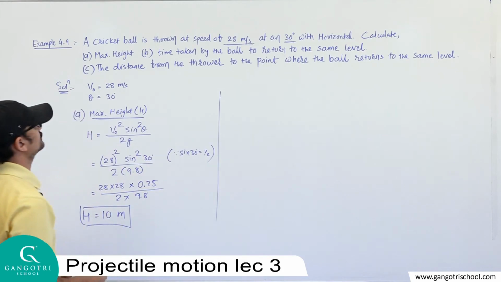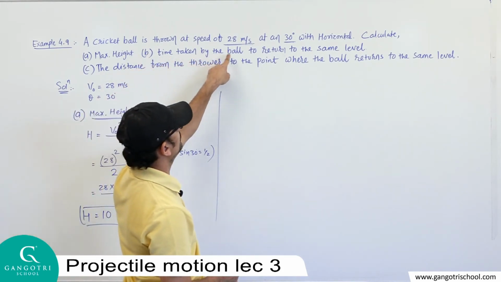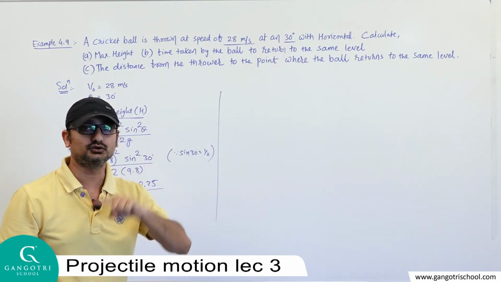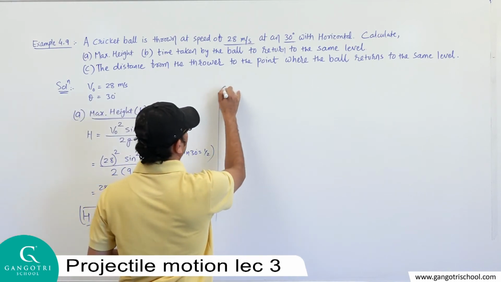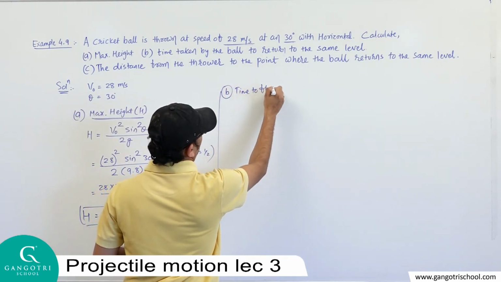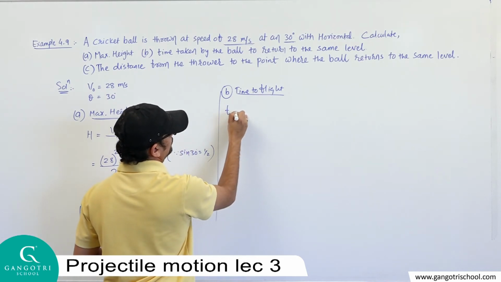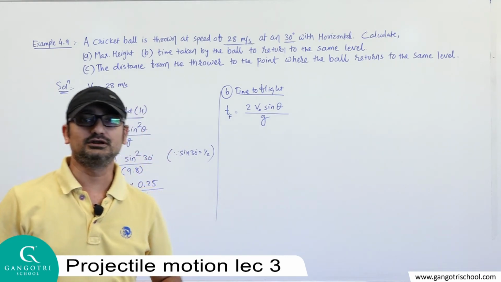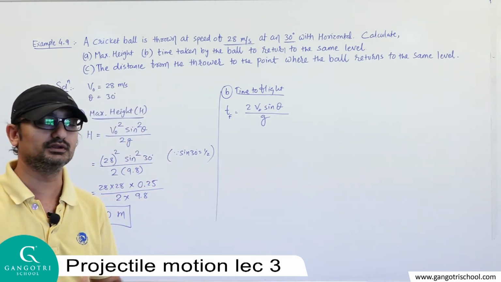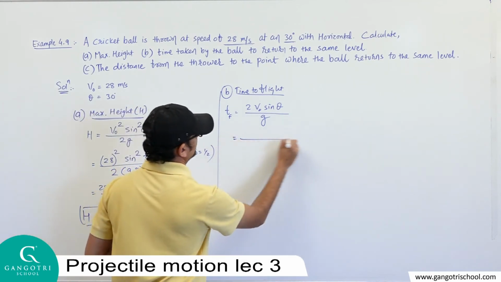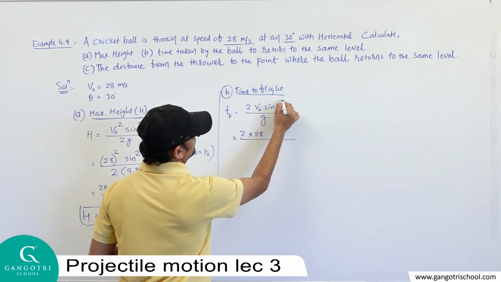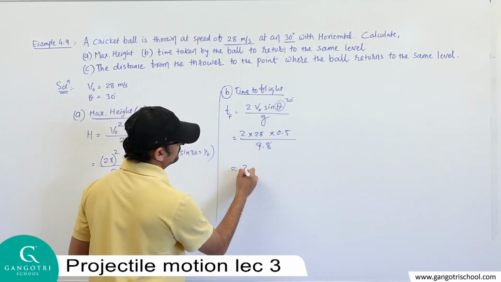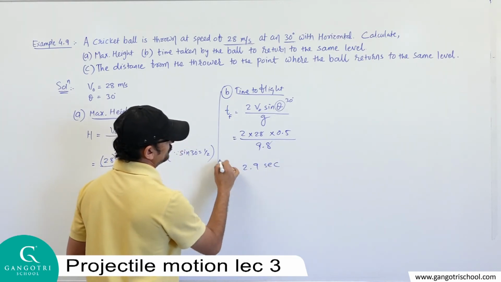Second question, let's first read B: time taken by the ball to return to the same level. It means they ask us to find the time of flight, the total time it will take for the motion. So B is time of flight. The formula of time of flight is 2v0 sine theta upon g. If you are unable to remember the formula, you are unable to get the answer, so the formula is most important. You should remember all the formulas. Putting in 2, v0 is 28, theta is 30 and sine 30 is 0.5, g is 9.8. If you simplify, the answer will be approximately 2.9 second. So this is the time of flight.